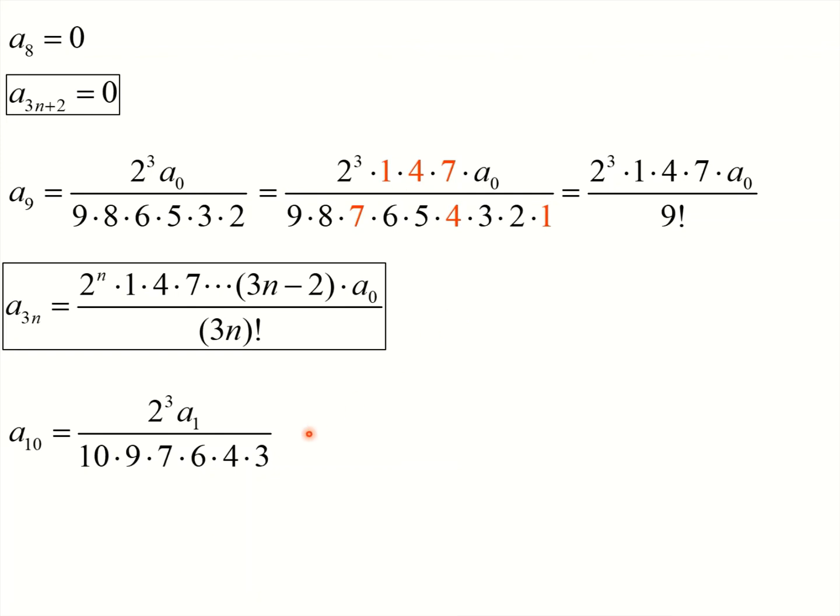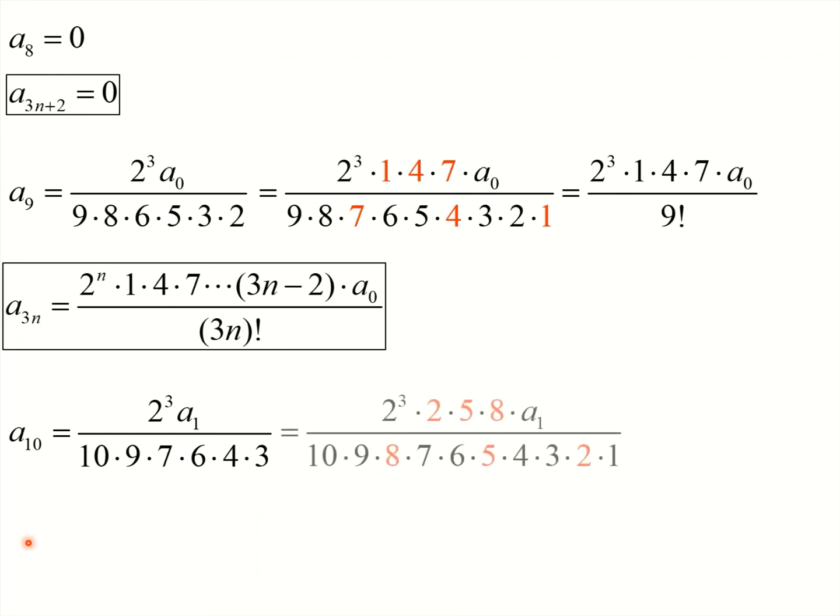Now I'm going to do the same thing on this one, and maybe you can pause the video and see if you can finish off writing a formula that says not a sub 3n, but a sub 3n plus 1. That's what I'm going to write right here. So pause the video and see if you can do it. If you don't want to pause the video, let's go ahead and do this. I'm going to multiply 8 on the top and bottom, 5 on the top and bottom, 2 on the top and bottom. So that's what I have, and you're like, where did that 1 come from? I can put a 1 there if I want.